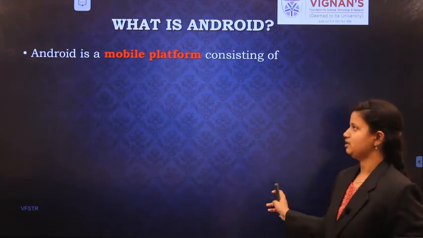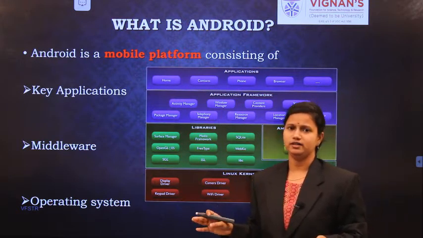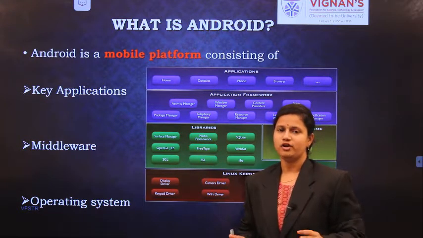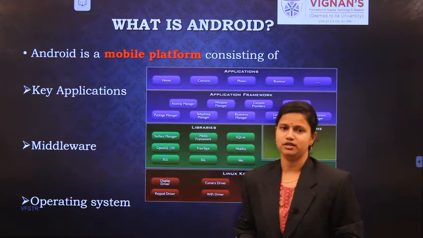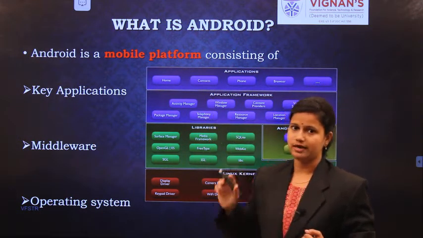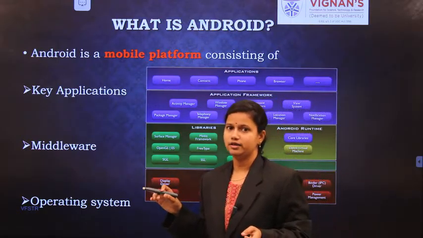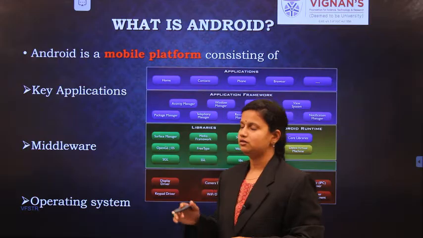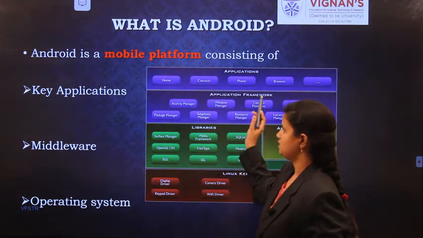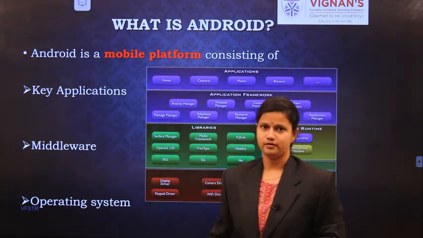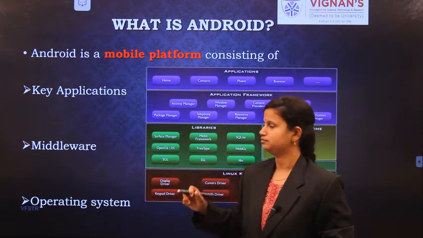Android is a mobile platform initially, but later on it became a general platform. Why? Because Android was also introduced in Android TVs. So if you give a statement like mobile platform, they will say it is not only a mobile platform; it is also introduced for TVs. That's why Android is a platform consisting of key applications, middleware and operating system. So these are the three different things.